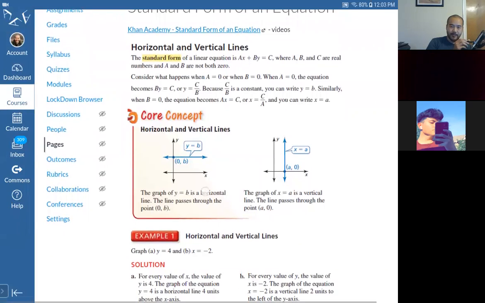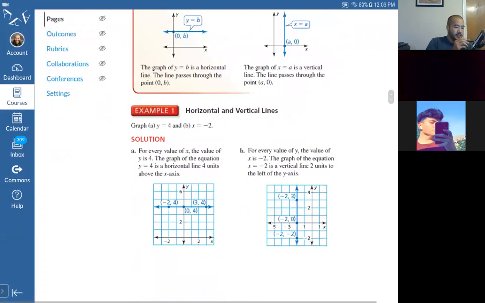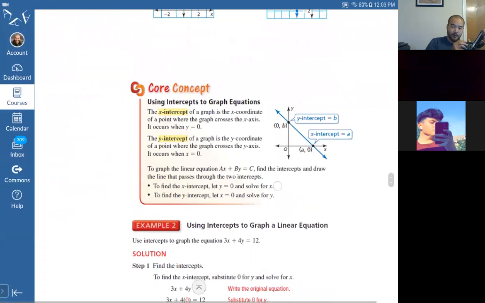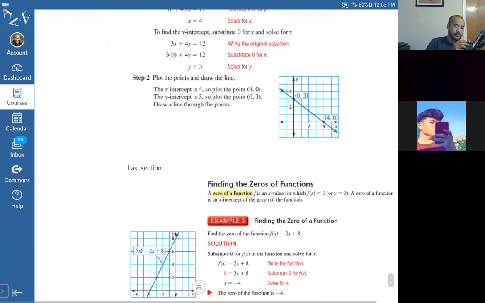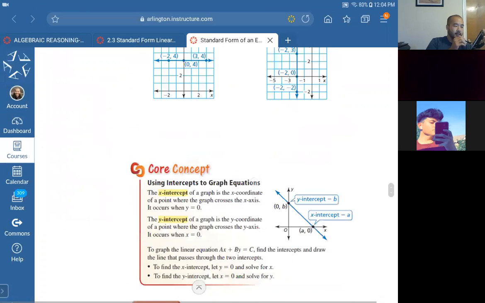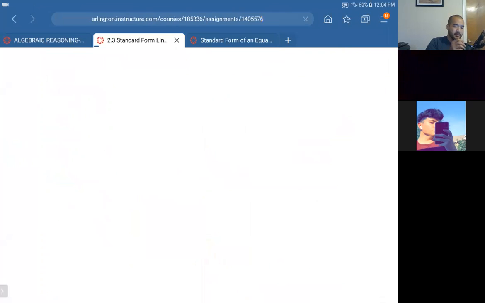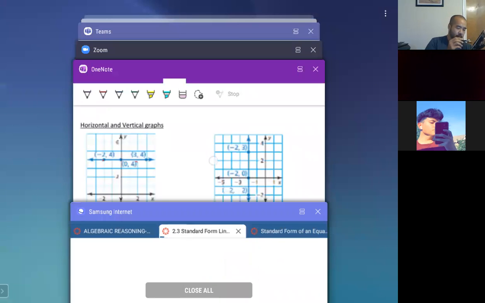Horizontal and vertical lines will be the first thing. Second thing will be using standard form with an equation. And then lastly, we'll be looking at finding zeros. And that's also how your assignment is built. So let's get into some examples.